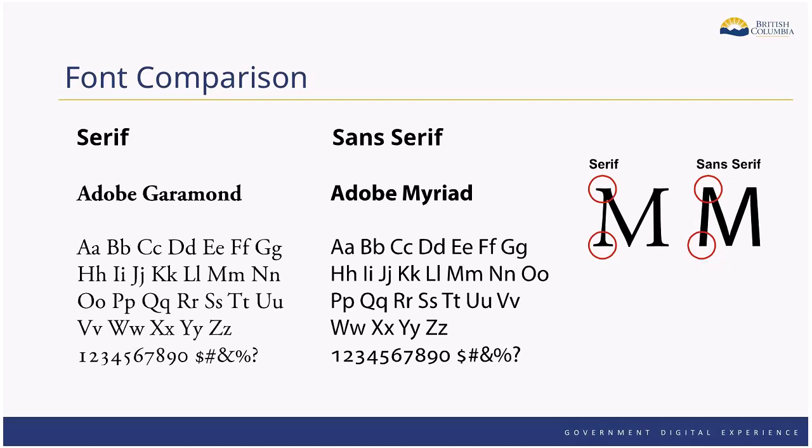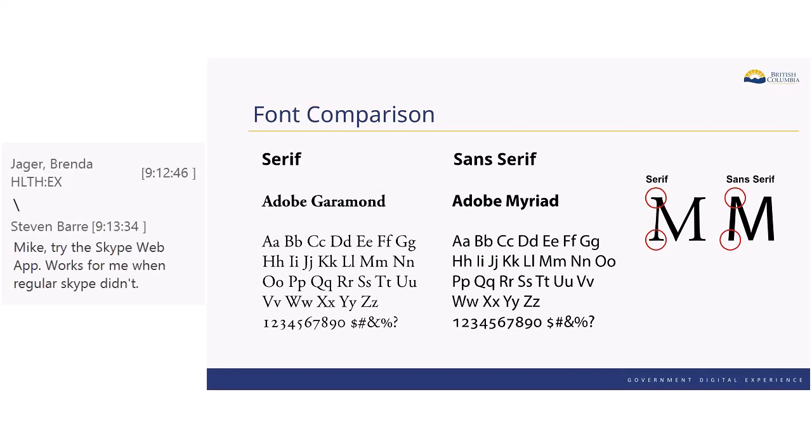What you'll see on the screen is a comparison of serif and sans-serif typefaces. Adobe Garamond and Adobe Myriad are the province's official typefaces per the corporate visual identity and represent our brand in our published communications, including documents and advertising. Garamond is a serif typeface. Myriad is a sans-serif typeface.